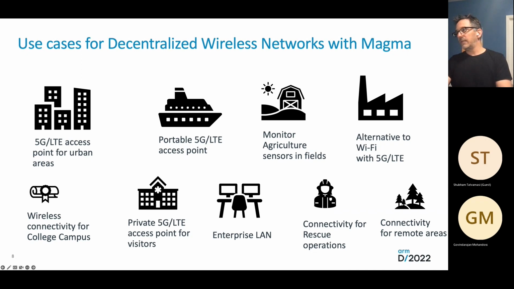Another idea is in the industrial or agricultural space, you may need to expand your Wi-Fi network to collect data from sensors that are either farther away from the center where your Wi-Fi access point is located, or you may want to offer an extra level of security. Well, with the Magma core, you could simply replace your Wi-Fi internet or network with the Magma network with LTE or 5G. This is another area that's quite interesting for us.